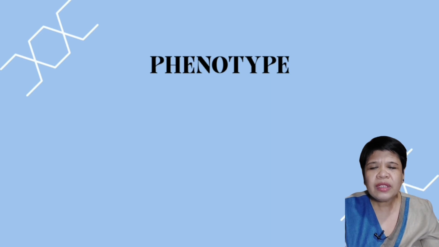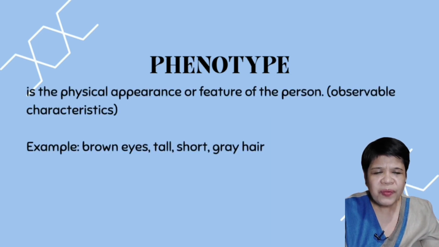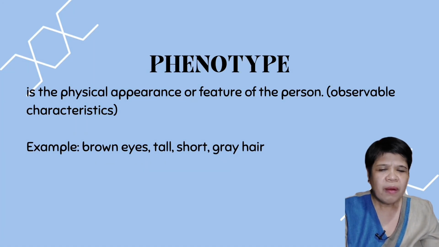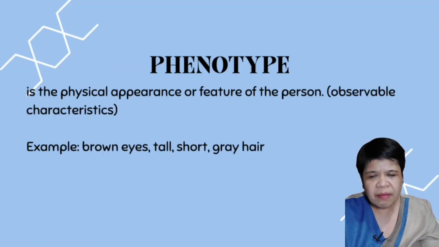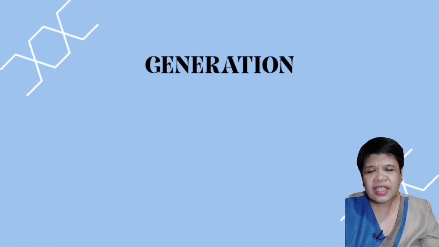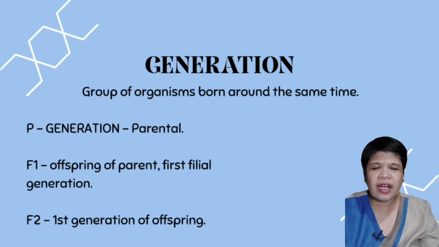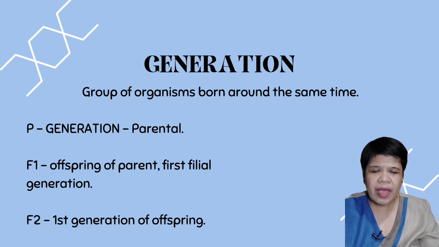So ano naman yung tinatawag natin na phenotype? So phenotype is the physical appearance or feature of the person. So it is an observable characteristic. So ang example, brown eyes, tall, short, gray hair, yung nakikita natin na panlabas, yun ang tinatawag natin na phenotype. Okay, what is generation? Generation is a group of organisms born around the same time. So we have the P generation or the parental, and then the F1, offspring of parents or the first filial generation, and F2 is the second generation of offspring.